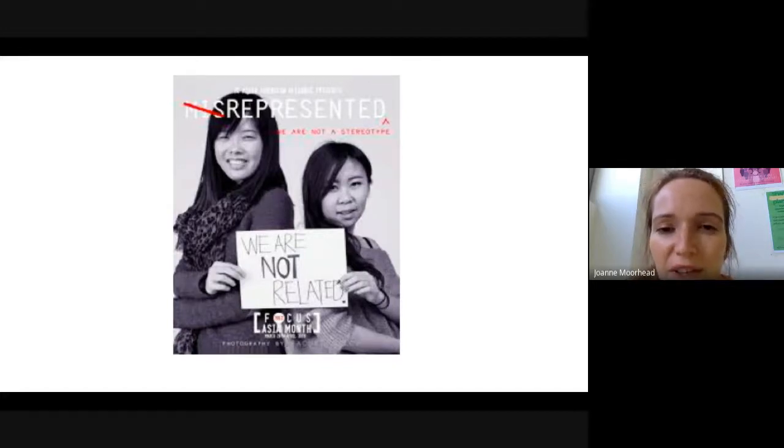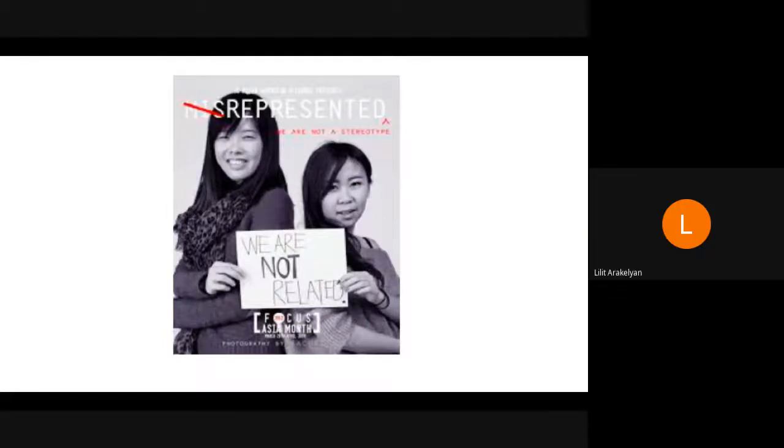So we have 2 ladies who we don't know which country they're from, but they are both of Asian origin, and they're holding a sign that says, "We are not related." Why would they be holding a sign that says we are not related? I think because sometimes people confuse Asians, and they cannot say which country they are from.